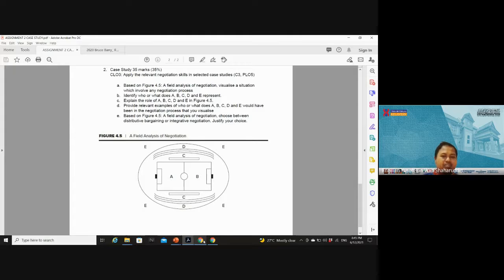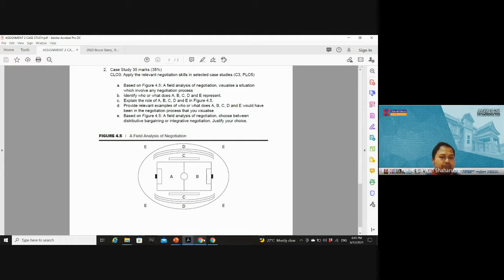Then, based on this figure, please identify what kind of negotiation you would practice. Would it be distributive bargaining or integrative negotiation? And please justify your choice. Bear in mind, for this particular question E, there will be no right or wrong. For question D, there will be no right or wrong.